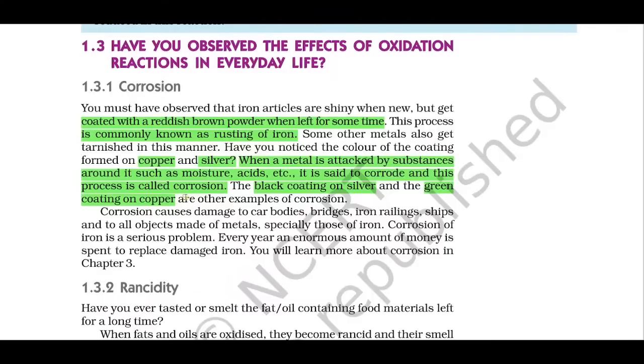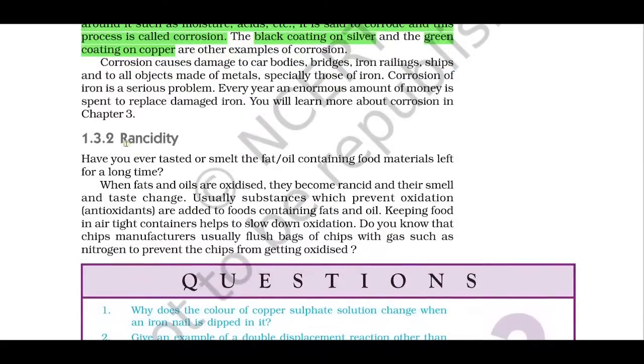How can you avoid rusting? You can paint the iron articles to avoid corrosion, and also you can use lubricants, and coating a layer of zinc is called galvanization, right? So these are the ways by which you can avoid corrosion.